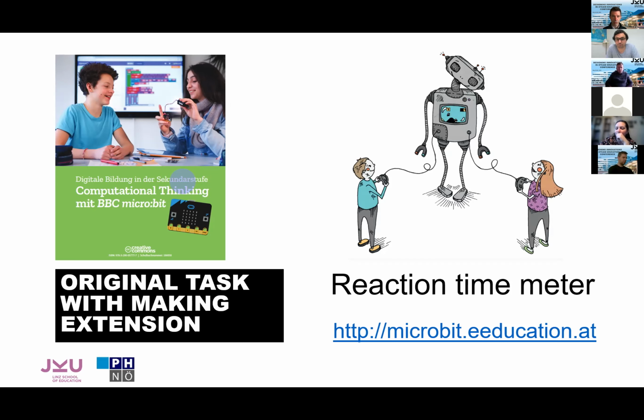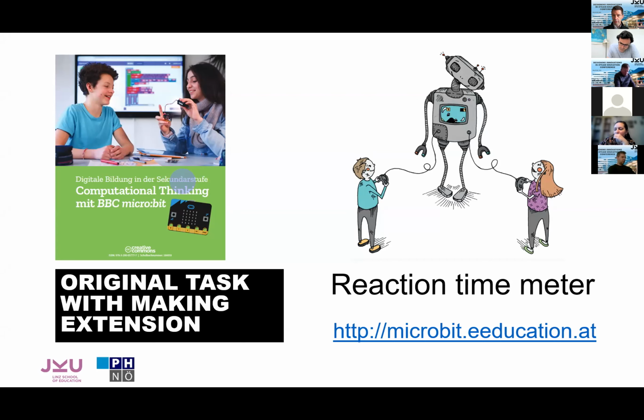Computational thinking is introduced into the curriculums for secondary, lower secondary, but there are no vast opportunity for teaching material. So the book that you see was one of the first books that are approved for computational thinking. One of the examples there is a reaction time meter. And you can see the hyperlink if you're interested. It's in German, but you can easily translate it with Google or Bing or whatever translator you want to use.